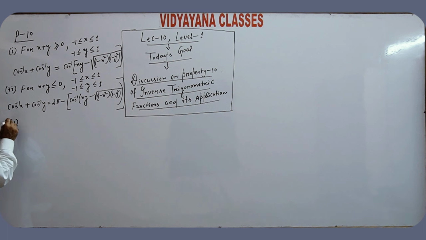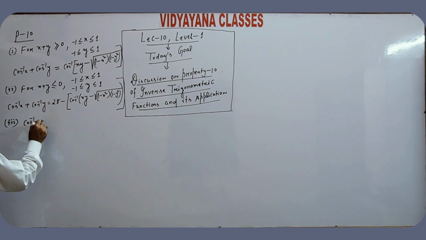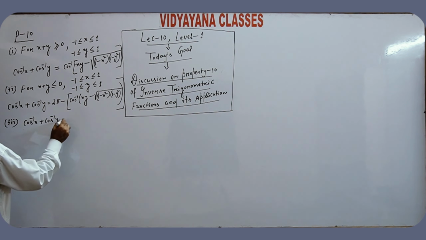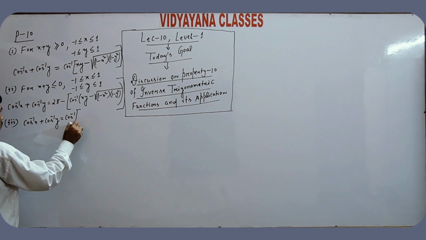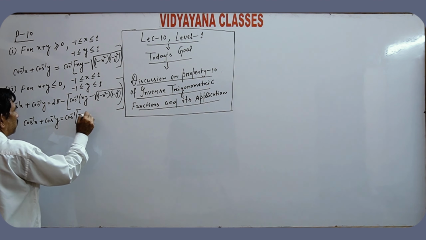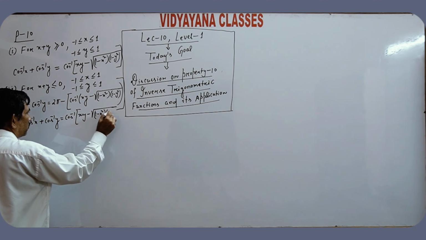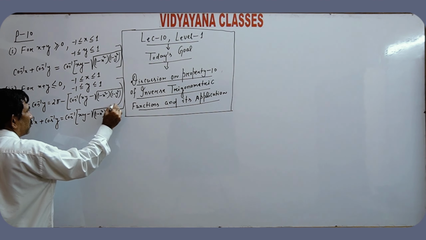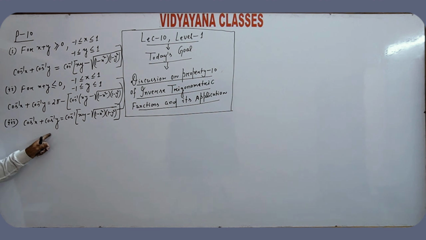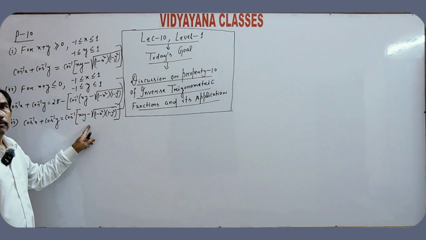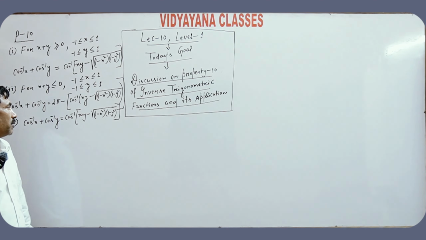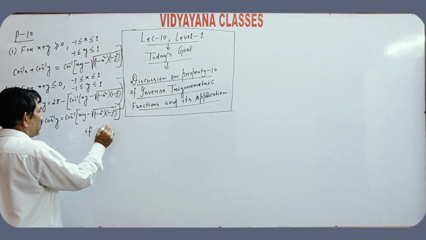Third bit: cos inverse x plus cos inverse y is equal to cos inverse of xy minus root of 1 minus x square into 1 minus y square, if x is less than or equal to y.